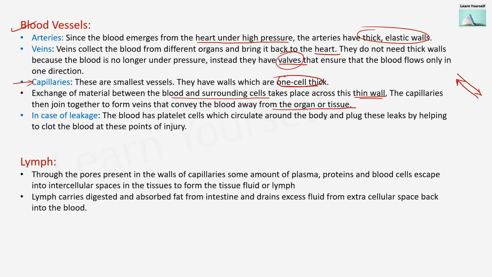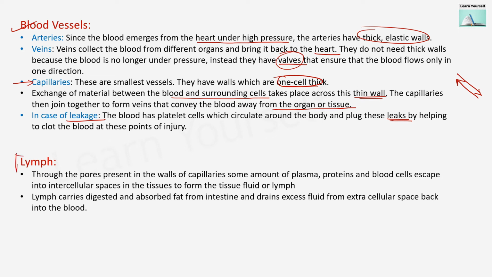In case of leakage, the blood has platelet cells which circulate around the body and plug these leaks by helping to clot the blood at these points of injury. So when there are cuts and wounds on our skin, these platelets help to clot the blood and restrict the flow of blood outside the body.